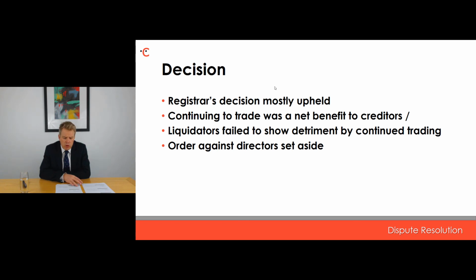I said the registrar's decision was mostly upheld. What I mean by that is the liquidator's appeal was rejected and the cross appeal of the directors was successful.